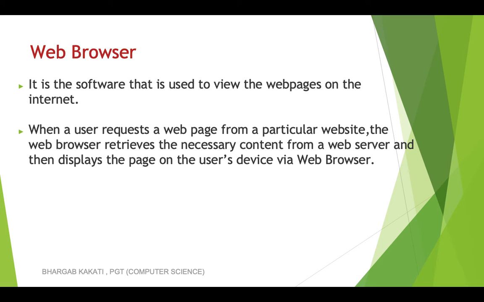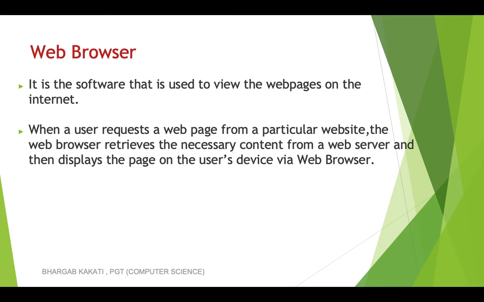So, how the pages are delivered, that we will see now. When a user requests a web page from a particular website, the web browser receives the necessary content from a web server and then displays the page on the user's device via web browser. Now let's say you want a web page www.google.com. Now you will type it in the web browser, because web browser is the software that is used to view the web pages, and after typing it, the web browser will send a request to that particular web server. The web server will process it, and after processing it will deliver the requested web page if it is available.